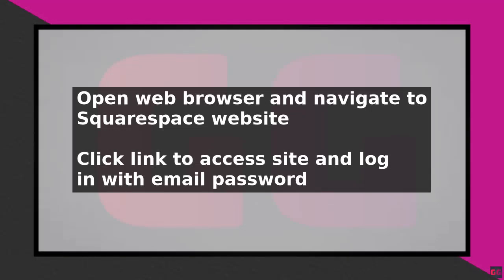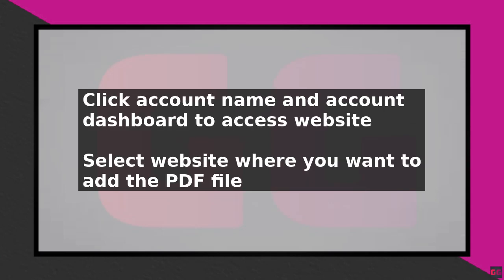To add a PDF in Squarespace, start by opening your web browser and navigating to the Squarespace website. Click on the link to access the site. Then log in by entering your email and password information. Once you've gained access to your account, click on your account name and then on the account dashboard.